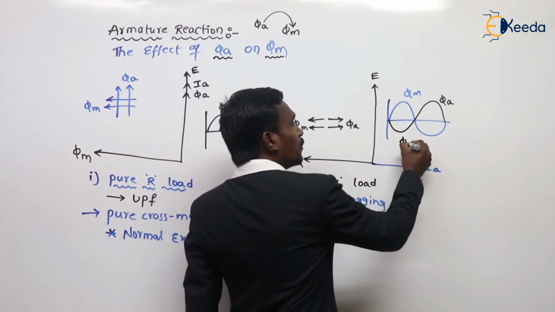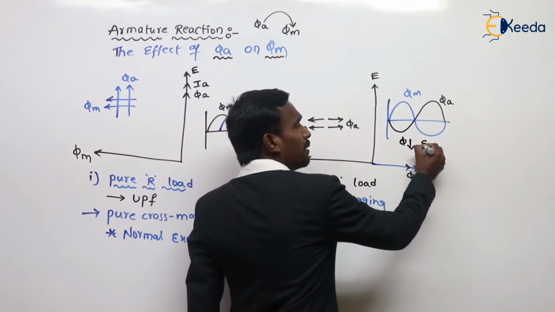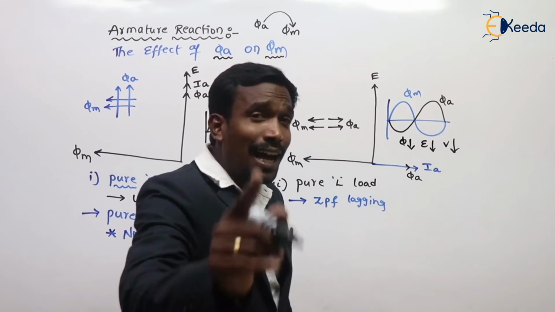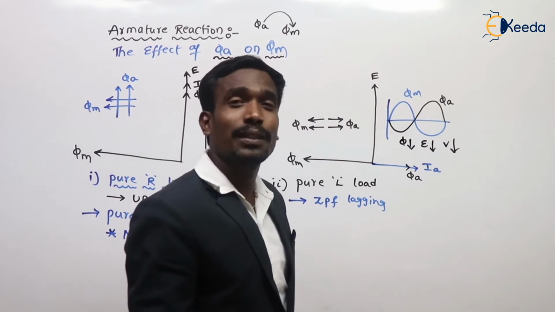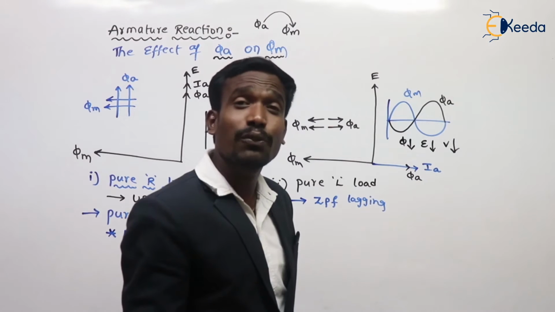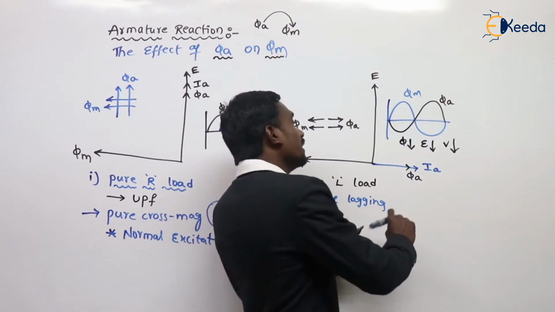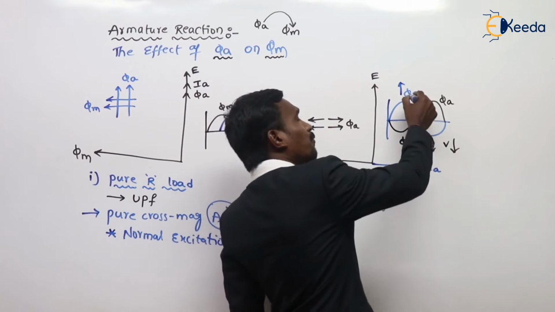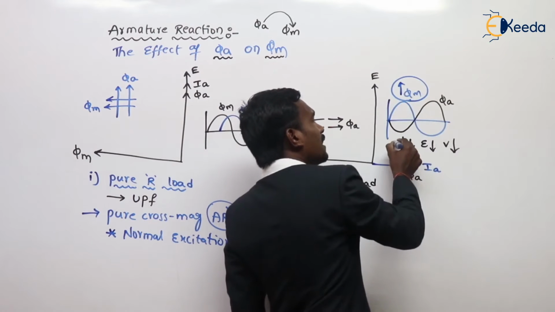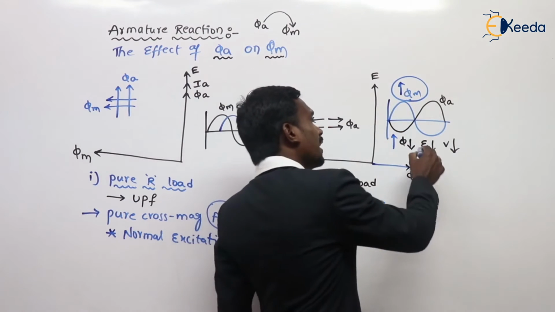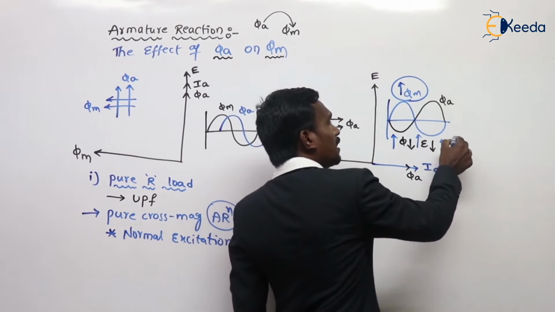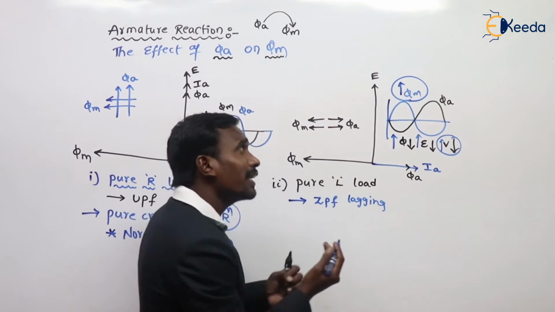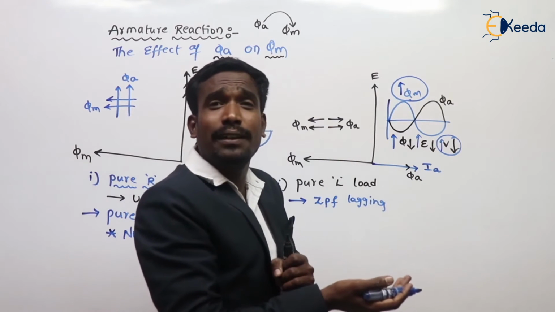When the resultant flux reduces, then EMF reduces, then terminal voltage reduces. In order to maintain the constant terminal voltage, what do we have to do? We have to increase the main field flux. When this main field flux increases, then the resultant flux increases, then our EMF also increases, and the terminal voltage maintains at constant.